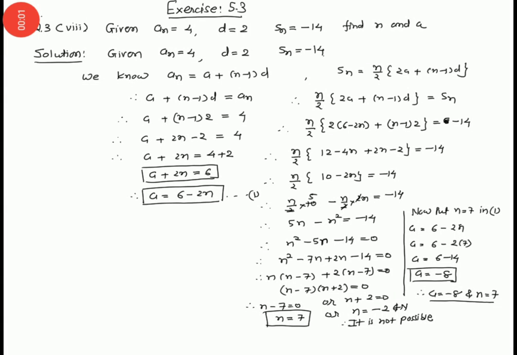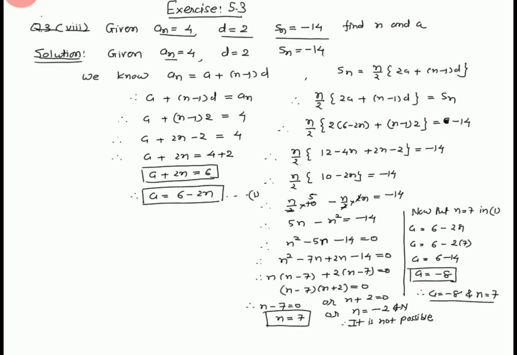Now we start exercise 5.3, main question number 3, sub question number 8. It is given that an equal to 4, common difference d equal to 2, sum of n terms Sn equal to minus 14. Find the value of n and a, the first term. Now we start the solution.